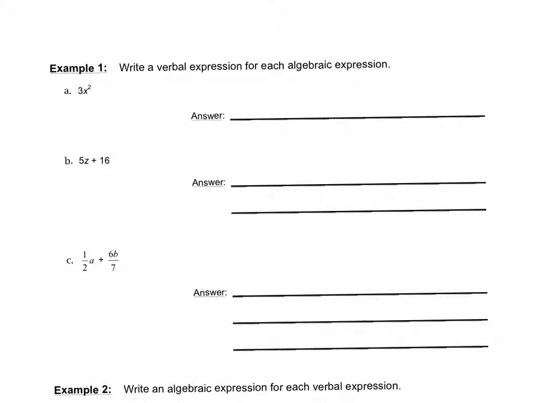Example 1, we could pick multiple things, so I'm just giving an example here. Example 1a, 3x squared. That could be the product of 3 and a variable x squared. 5z plus 16, that could be 16 added to the product of 5 and a variable z.